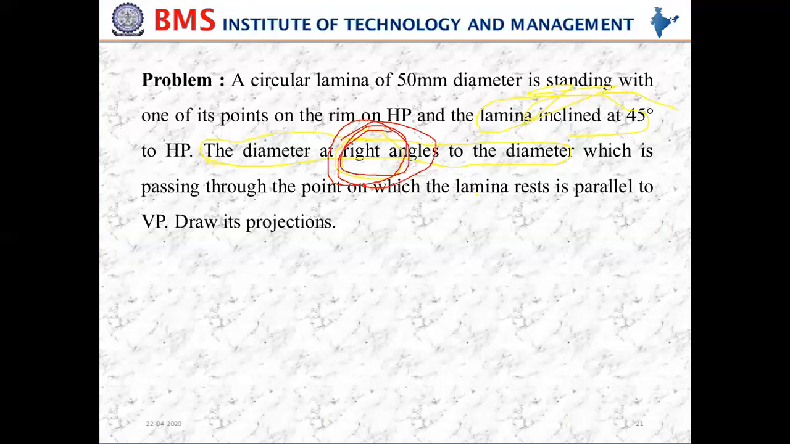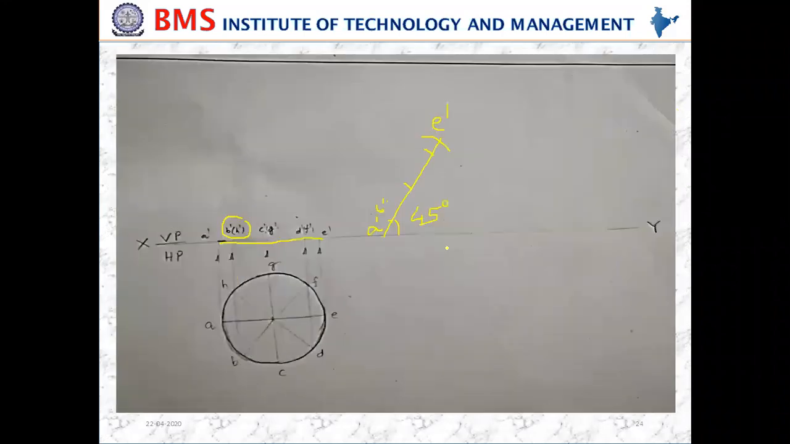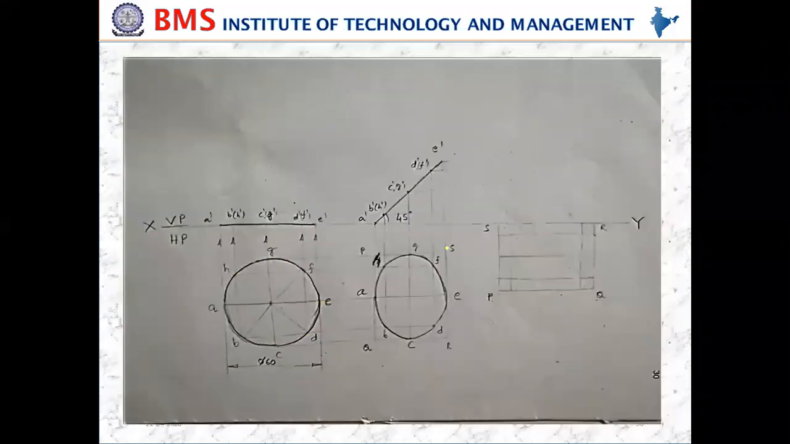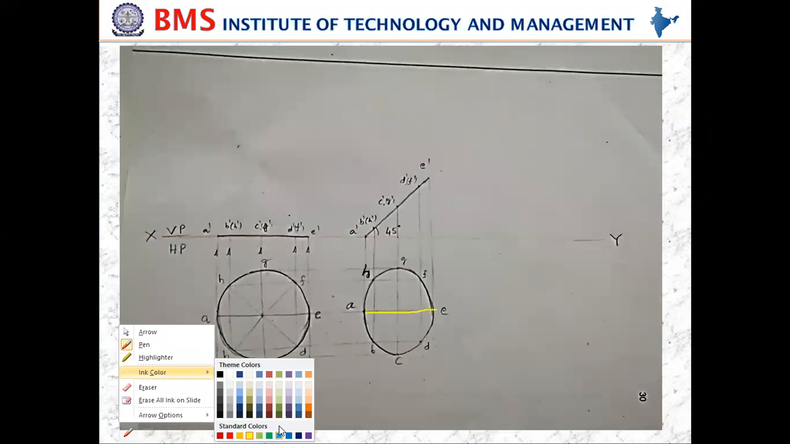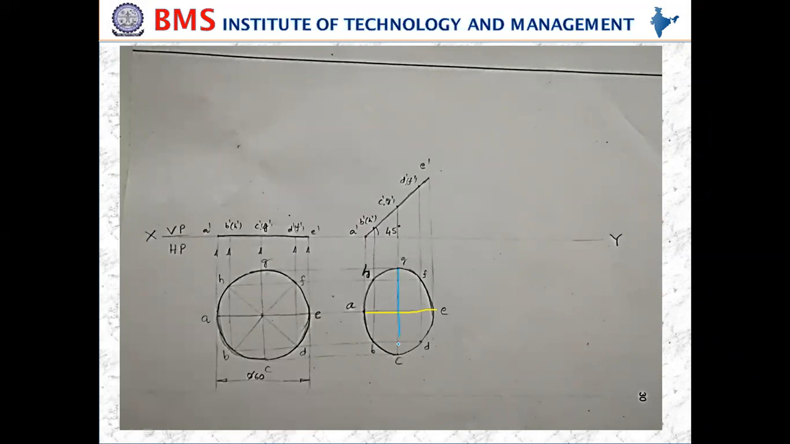Which is passing through the point, on which the lamina rest is parallel to VP. So I need to keep the lamina parallel to VP. So the diameter which is at right angle to this. So here is the diameter, and at right angle to this diameter is going to be, say, G dash. Okay. So this is the diameter which you need to keep parallel to the XY line.